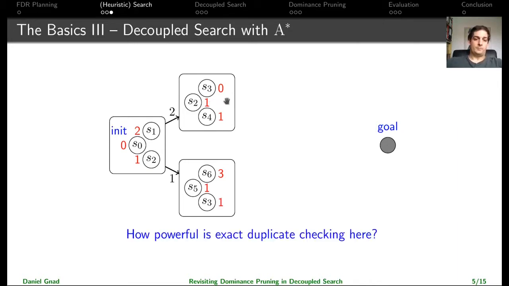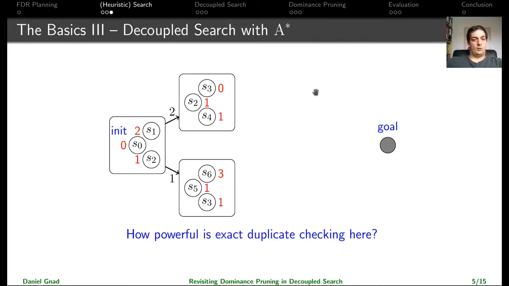Given that decoupled states are way more complex than standard states, and also the cost function doesn't make it any easier, the question is how powerful can exact duplicate checking be here actually. So what's the chance that you find the same decoupled state with the same prices again during search?